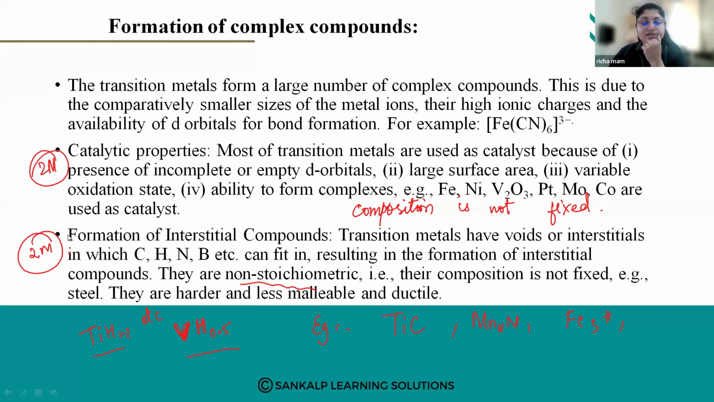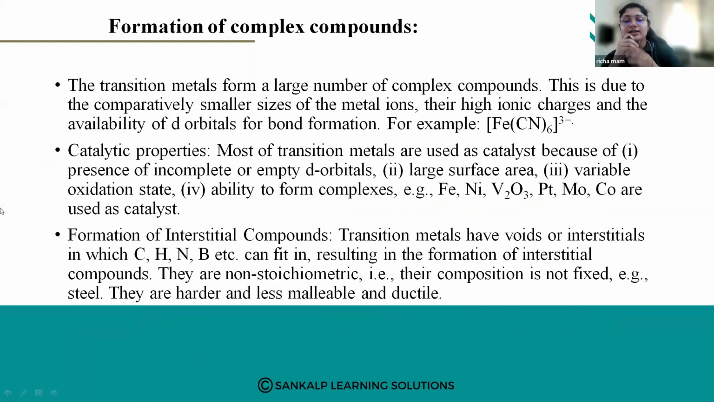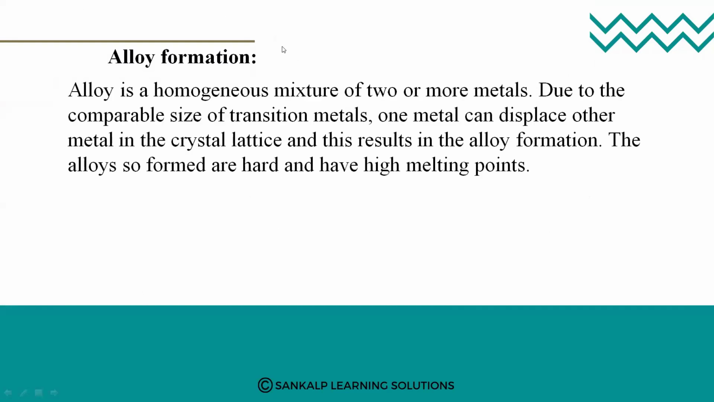These have high melting points and boiling points, as do the pure metals. They are very hard. They have metallic conductivity. They are chemically inert, and they are non-stoichiometric in nature. Non-stoichiometric means their composition is not uniform. So these are the properties of transition metals.